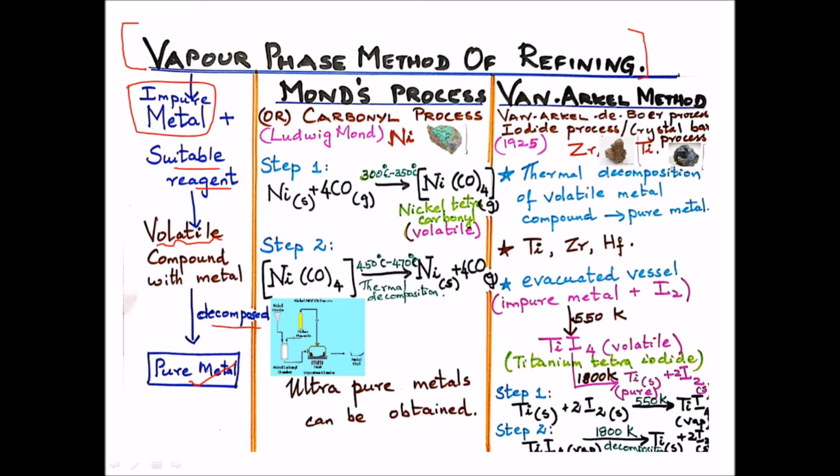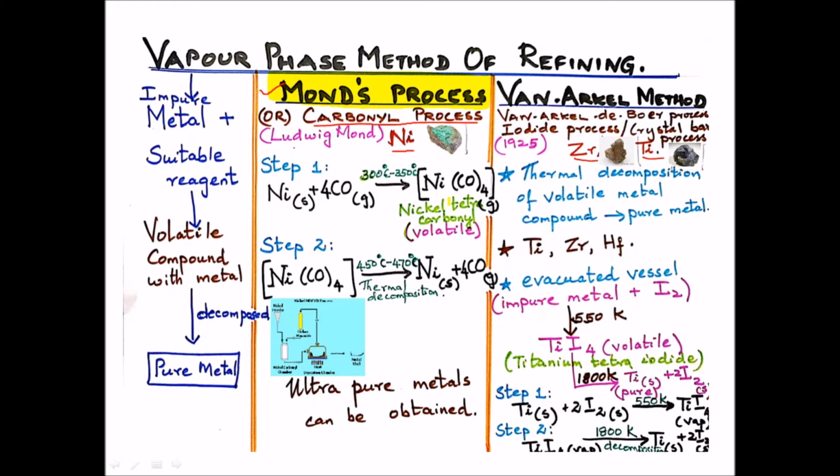So let me repeat again the basic principle behind the vapor phase refining. To the impure metal, a suitable reagent is added, which forms a volatile compound of the metal, which on heating decomposes to form the pure metal. Metals like nickel, zirconium, titanium can be refined using the vapor phase method. Refining of nickel is carried out through the Mond's process, which is otherwise called the carbonyl process.